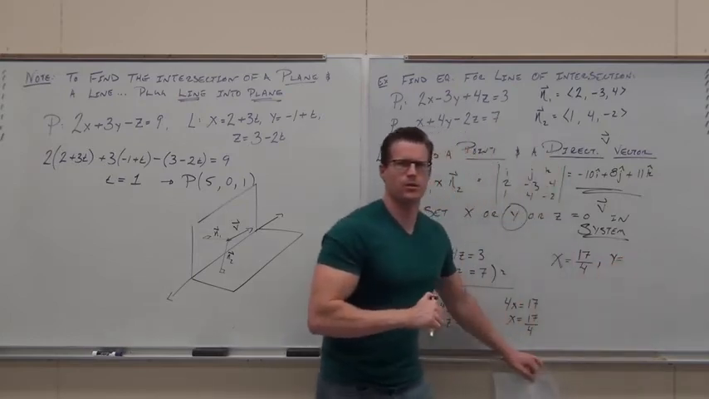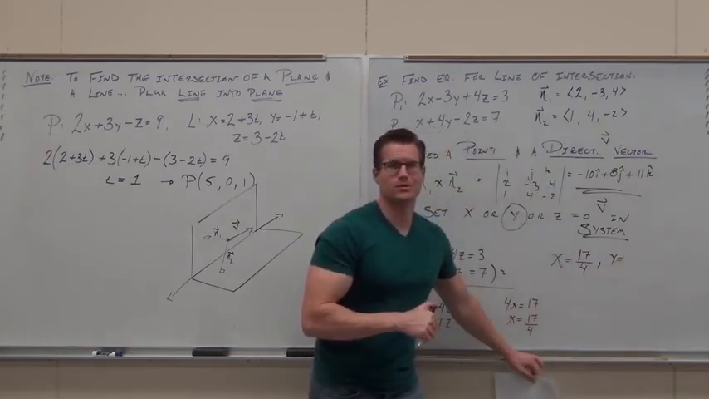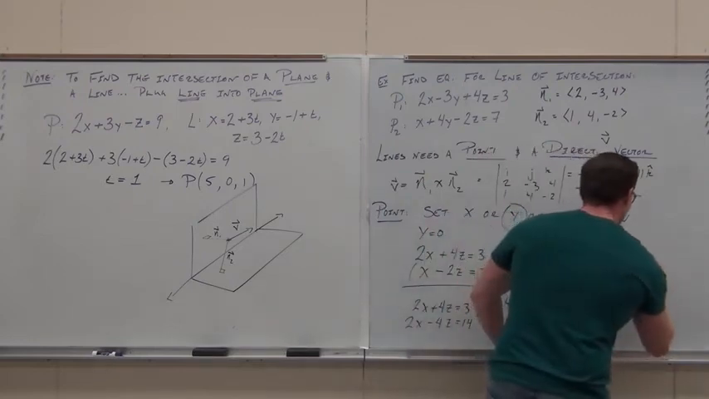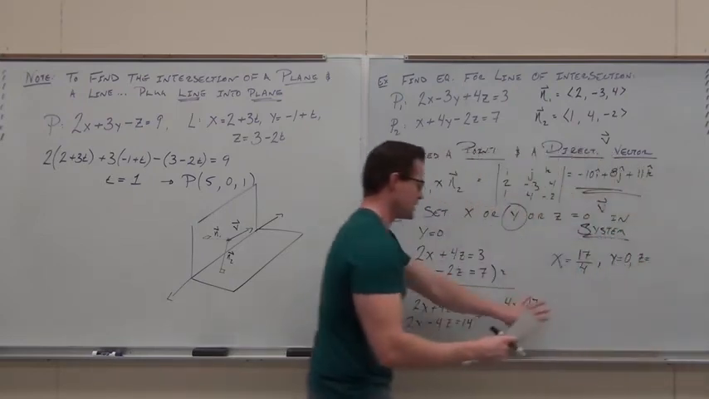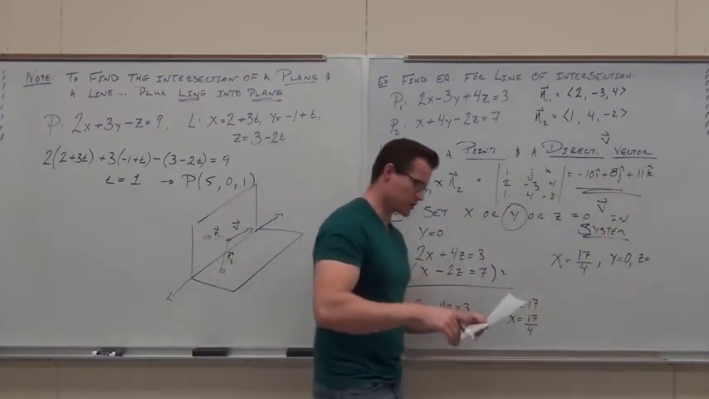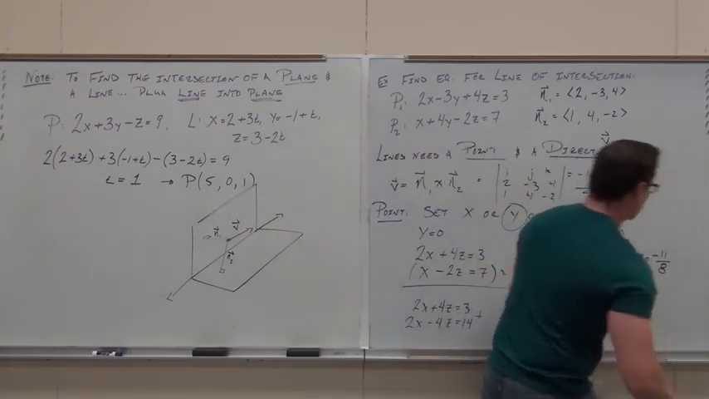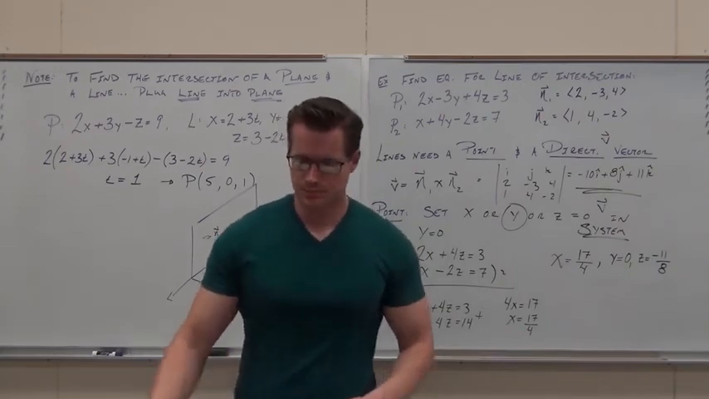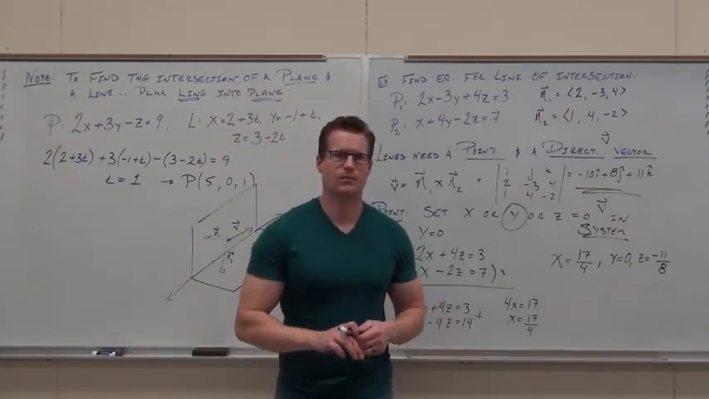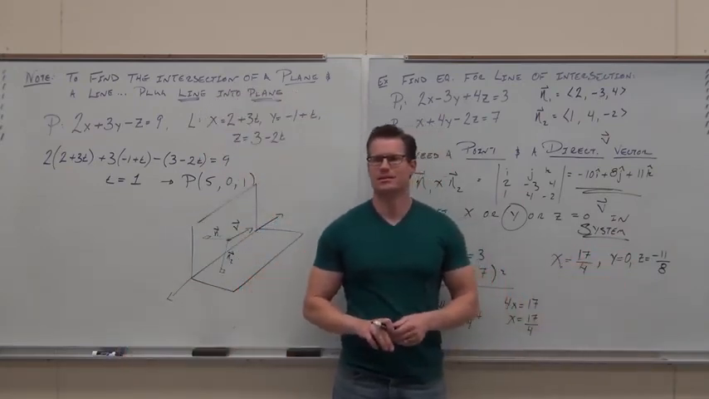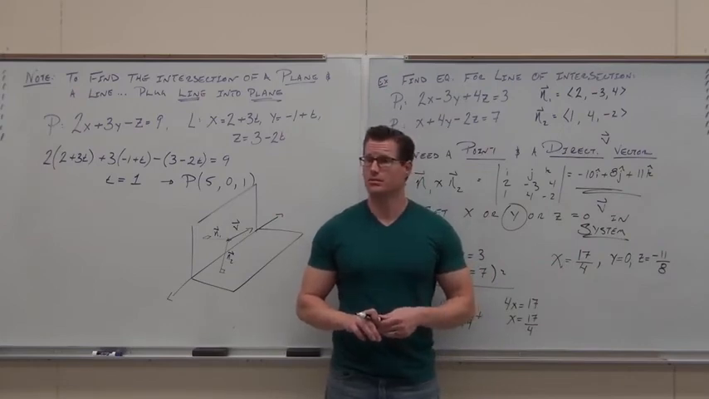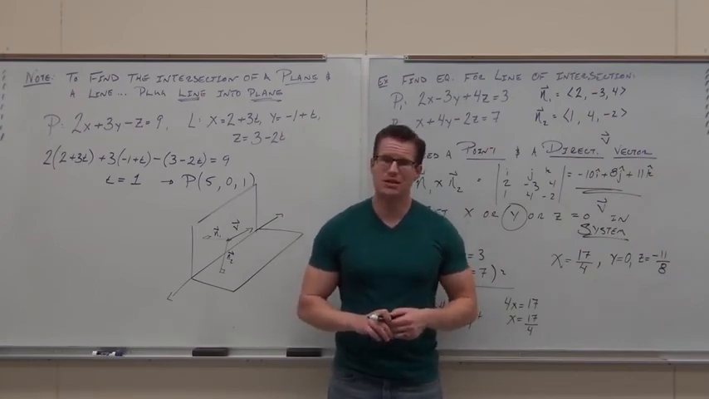Now let me think about it. What would the y be? Zero. Well, I set it equal to zero. And z, if you substitute in, which I want you to try on your own at some point, is negative 11 over 8. What is that? It's a point. What particular point?